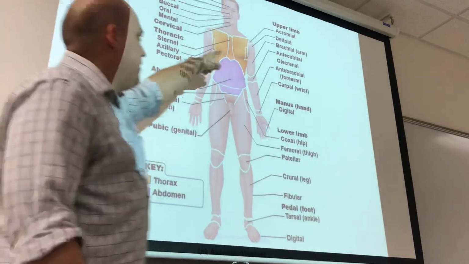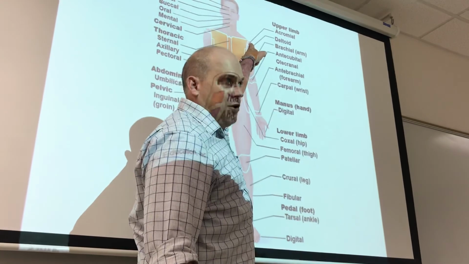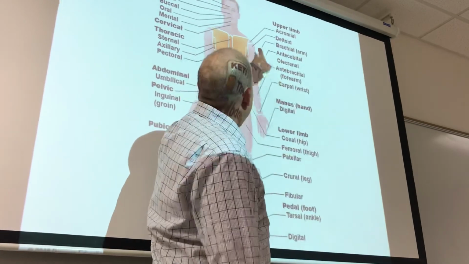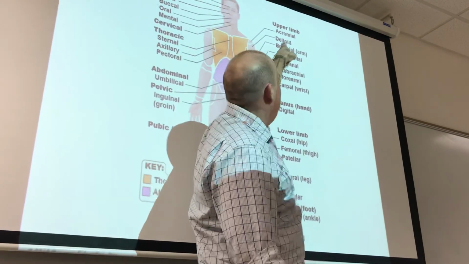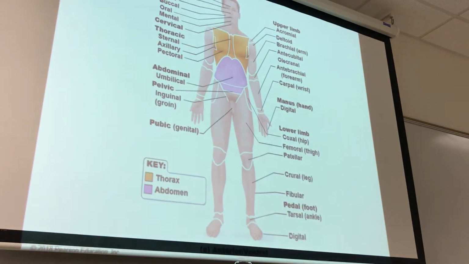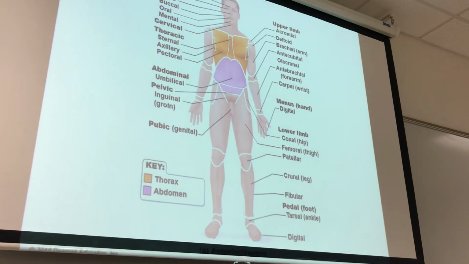There's a bone on the tip of your shoulder called the acromion. Well, the tip of the shoulder is called the acromial region. The top of the shoulder is called the deltoid region. What muscle is located right here? Your deltoid muscle. All right, these terms are going to come back and haunt you anyway.